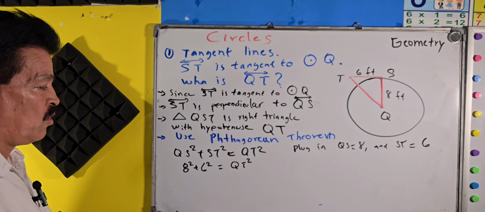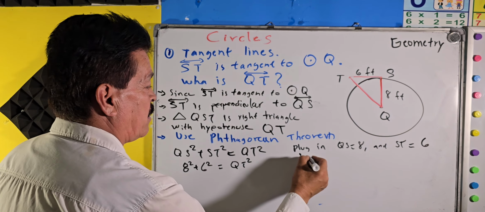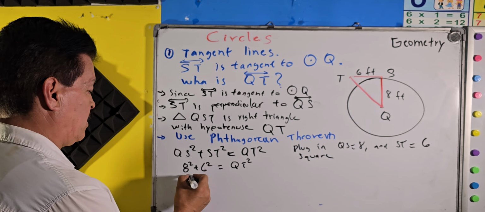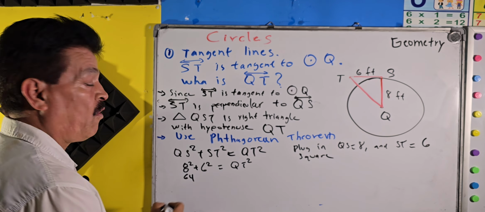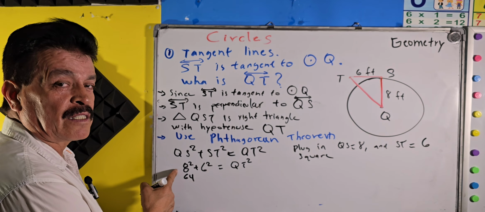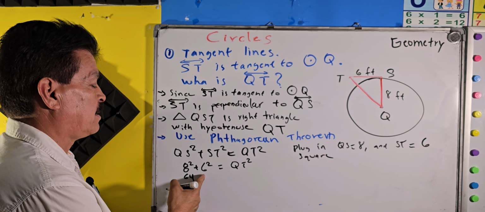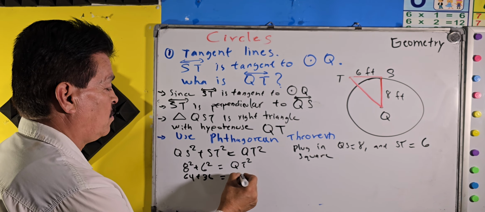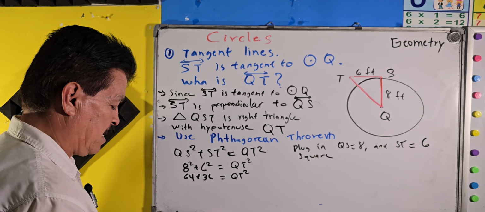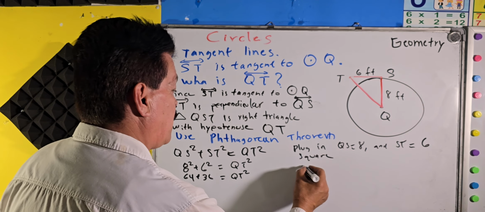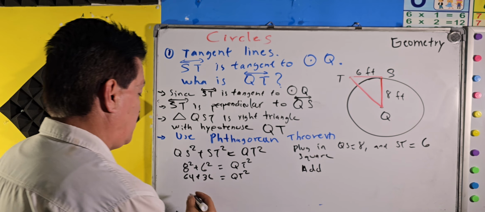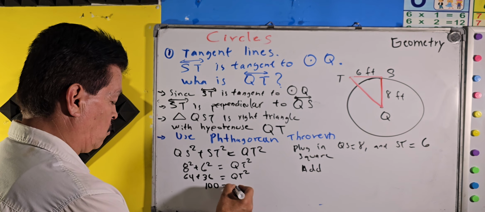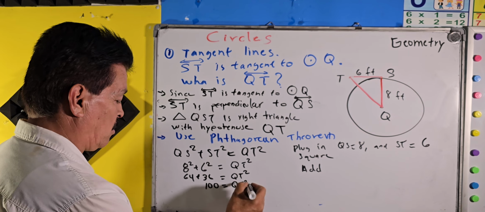Now we have to square. 8 by 8 is 64, plus 6 by 6 is 36, equals QT to the second power. So now we add: we have 100 equals QT to the second power.